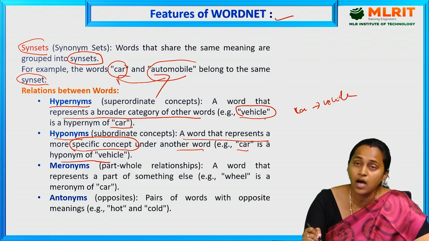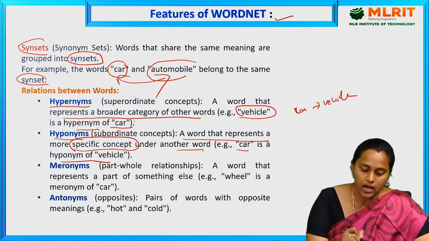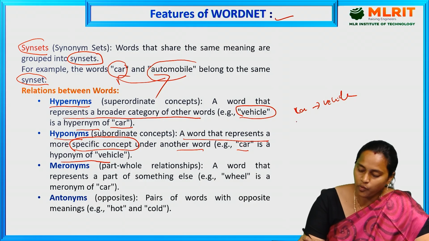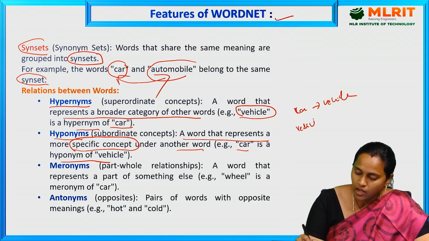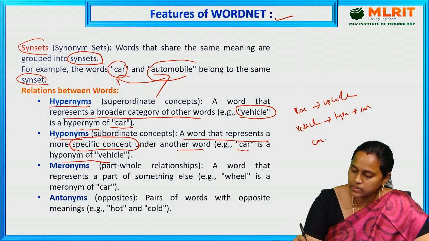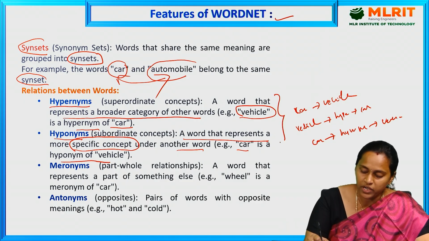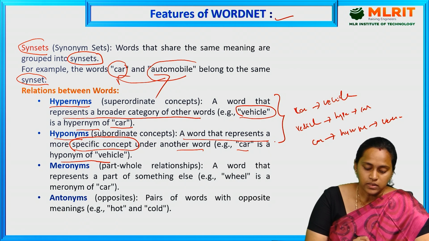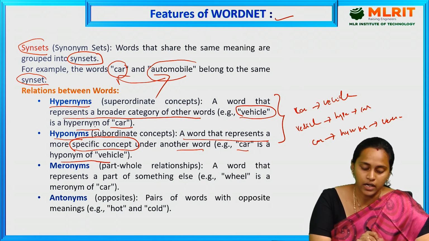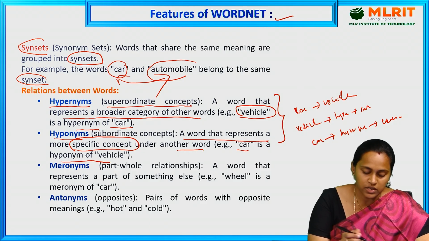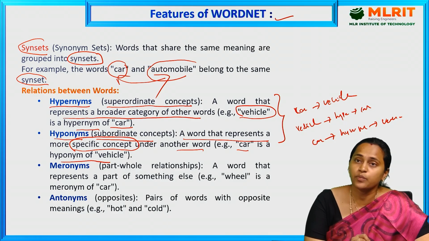Here vehicle is the hypernym of car. Here car is the hyponym of vehicle. This is the main difference between the hypernyms and hyponyms. See the abbreviations here, hypernym and hyponym. Hypernyms means superordinate concepts and hyponyms means subordinate concepts, superordinate and subordinate.